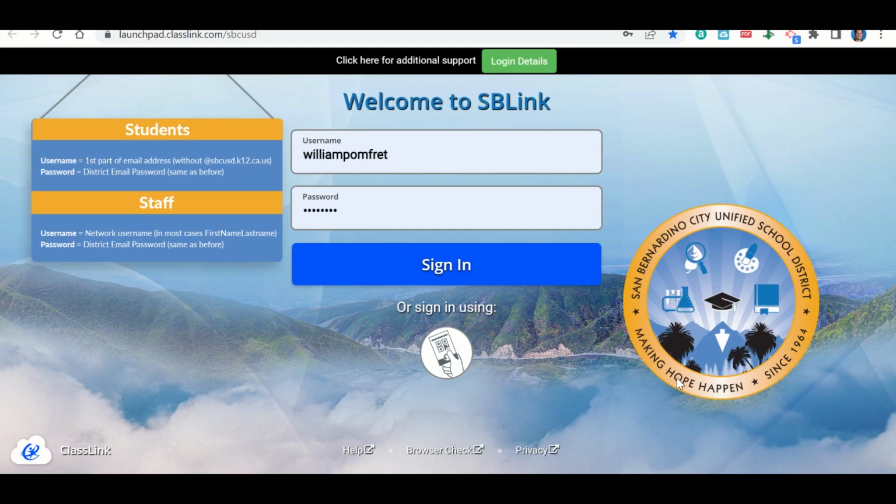Let's talk now about how to access your assignments on IXL using SBLink. So what you'll do is click on the link that takes you to your SBLink, which should look like this, and you're going to log in the same way you would log into your computer. The first part for your username is going to be the first part of your email address without the @sbcusd.ca.us. So it should be your last name, first initial, middle initial, and then the last 4 of your student ID. Then for your password, it's the same password you use to log into your Chromebook. From there, you'll go ahead and click Sign In.